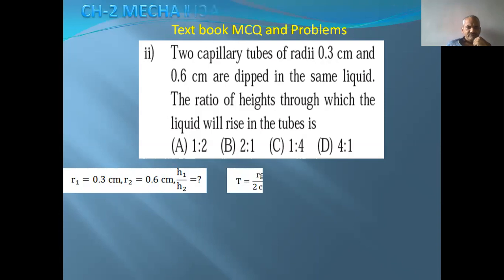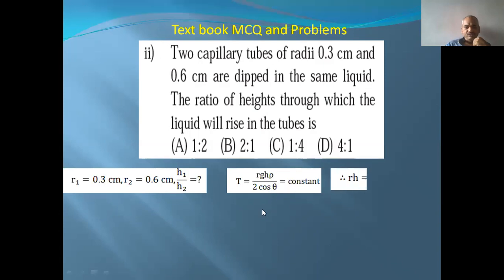The rise of liquid is given by the formula surface tension T equals r g h rho divided by 2 cos theta, which is equal to constant. For both the capillaries, as the liquid is the same, the surface tension is constant for the two cases. In this formula, rho is constant, g is constant, cos theta, the angle of contact, for the given capillary tube and the liquid, is constant. All these terms are constant, and because of this one should write r h equals constant.